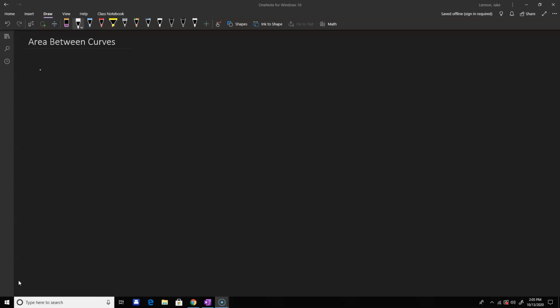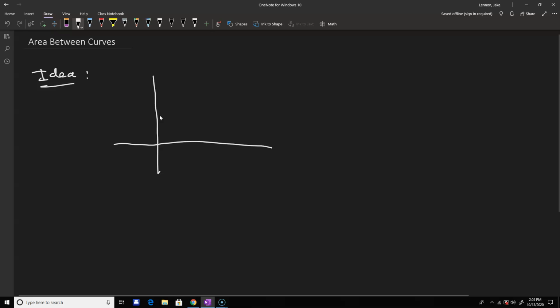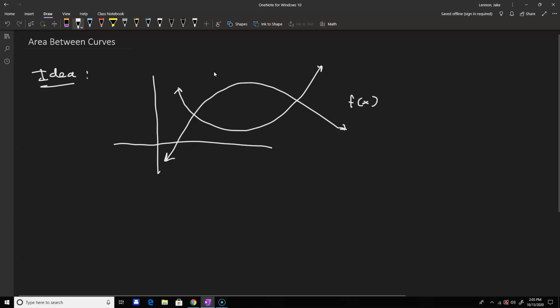So the idea here is really pretty simple. We want to imagine, and there's some variations on this of course, but we have maybe one curve, f of x doing something like this. So this is f of x. And then we have some other curve, g of x doing something like this. And we want to find the area that is in between these two curves.